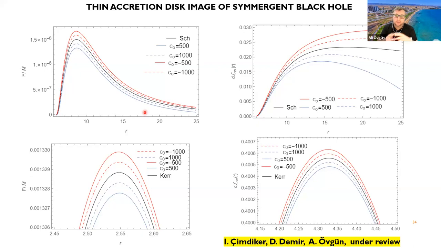Here we also observe some significant deviation from the standard Kerr or Schwarzschild cases. So changing the number of bosons and fermions affects the shadow size and also the flux and luminosity of the black hole.